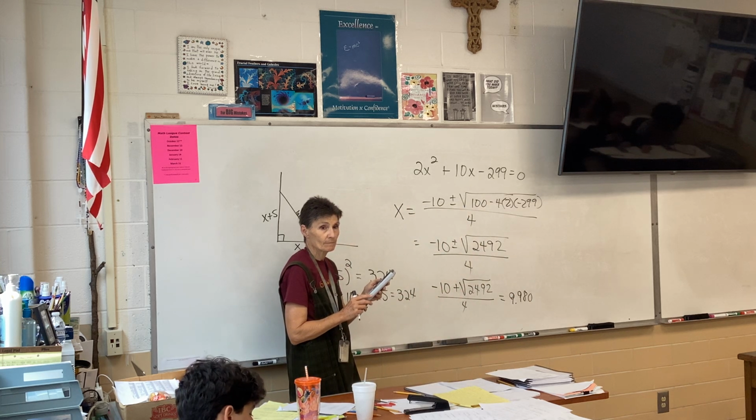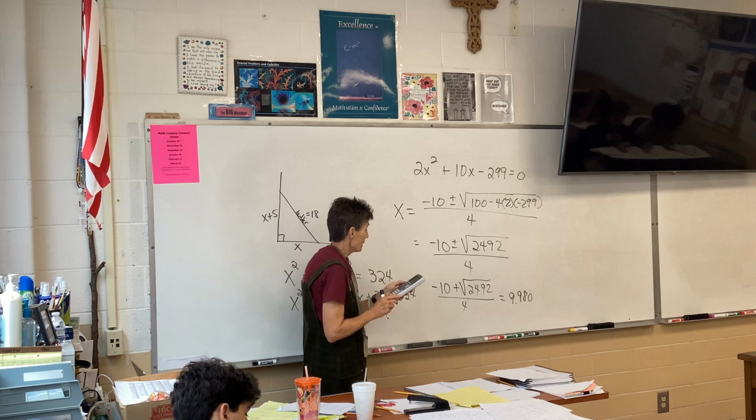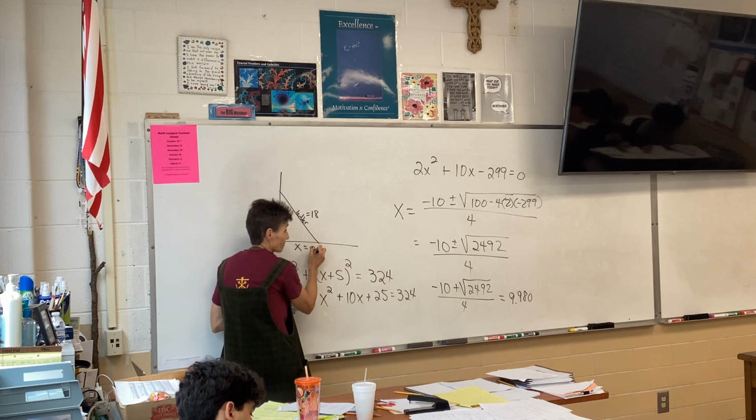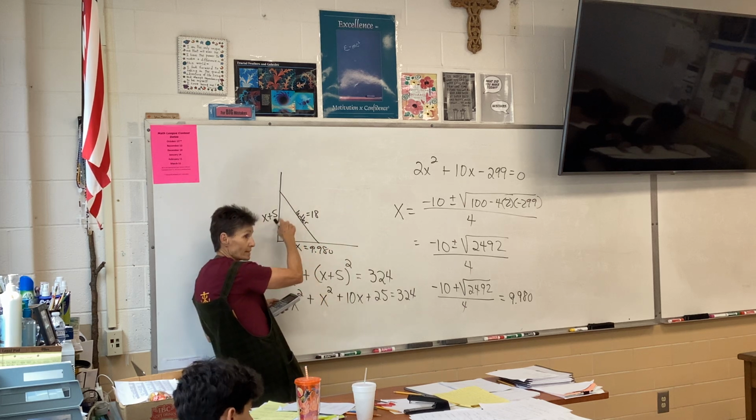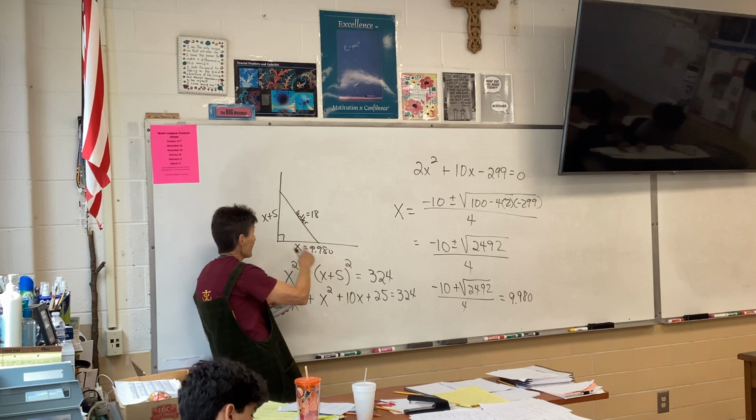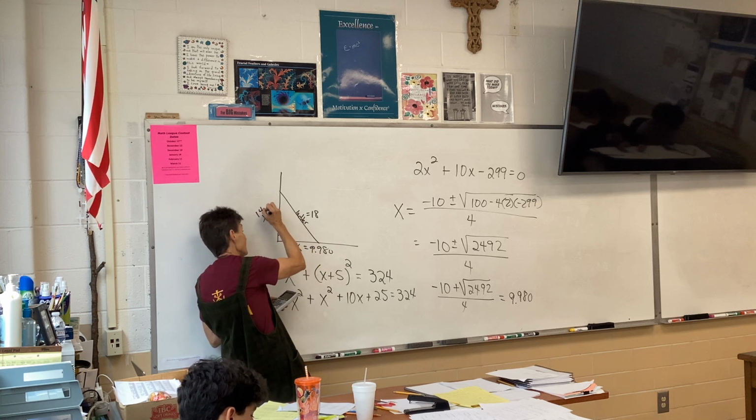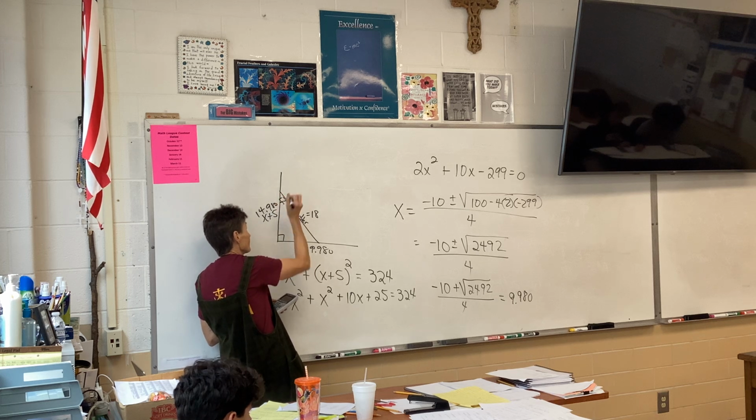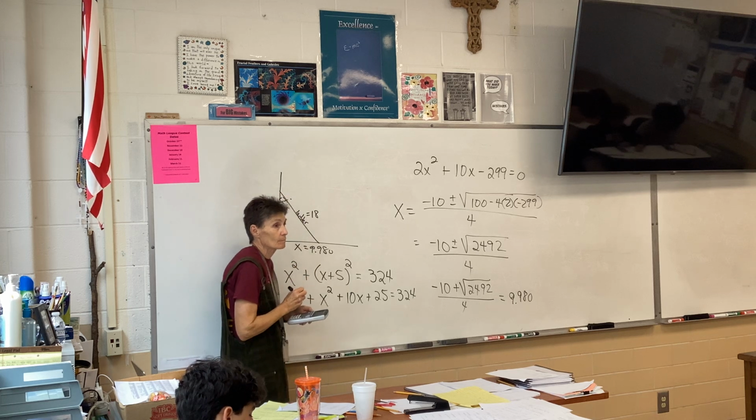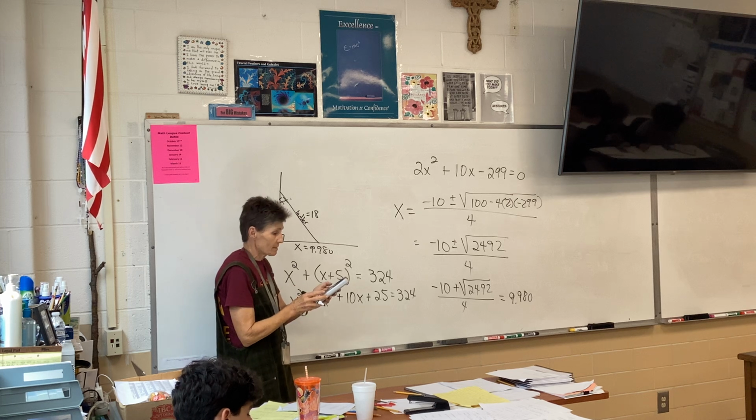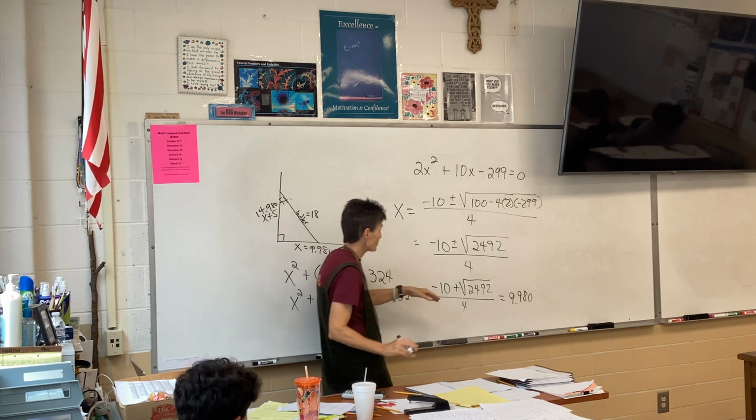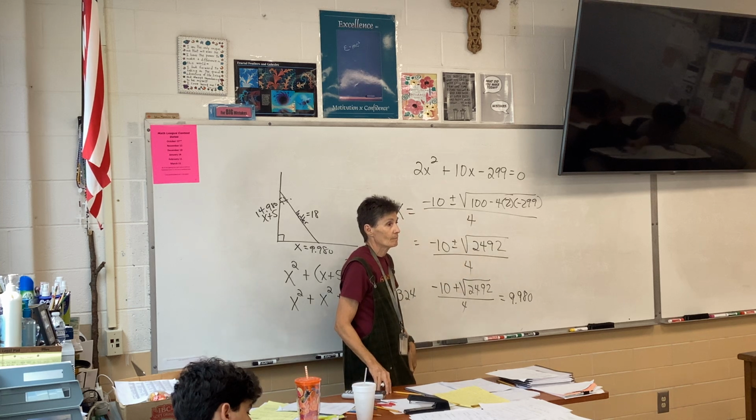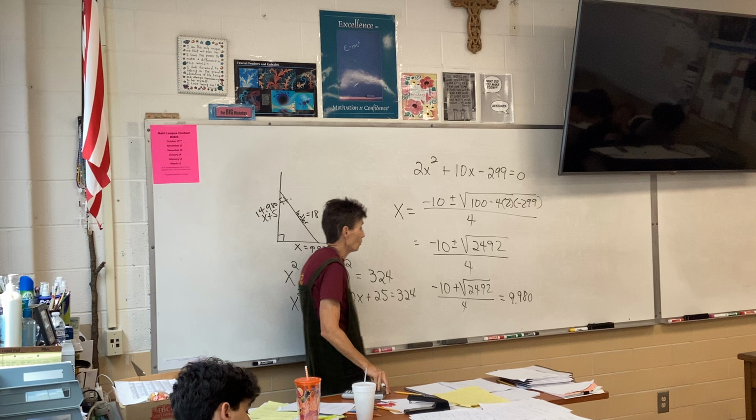Is that right? Plus 5. Oh, so that is this, and the question was, how high does it go? So we're going to add 5 to that, so 14.98 feet. Now, notice that there are 2 answers. How come I didn't find the other one? Because it would be negative, and we don't want it.